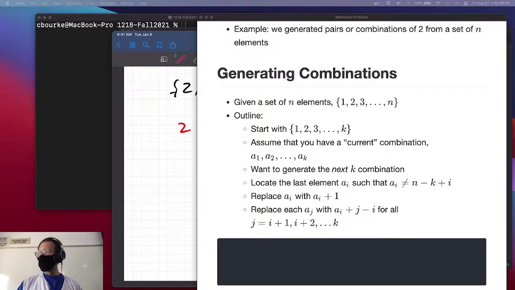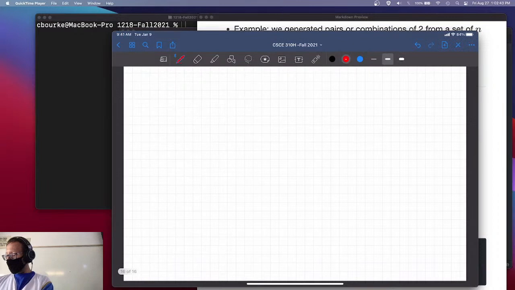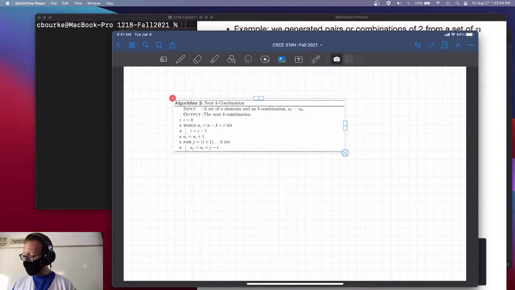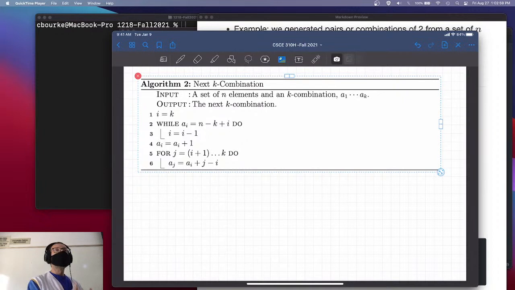Now for my purposes here, I'm just going to pull in the pseudocode from the book, or the extensive lecture notes. It's hardly a book yet, but here's the next K combination. That's a pseudocode version of what I just outlined. This is only one step in the process. This is not starting out any particular combination. Here's the current combination; produce the next combination. Of course, if you want to do this for all combinations, you would have to start out at 1 through K. And then when would you end?